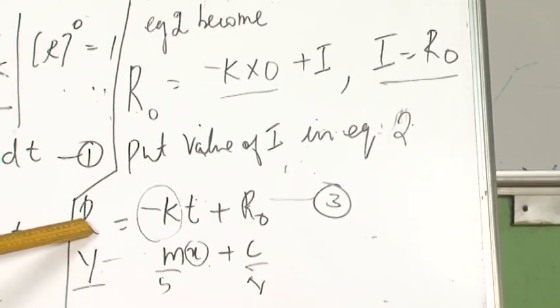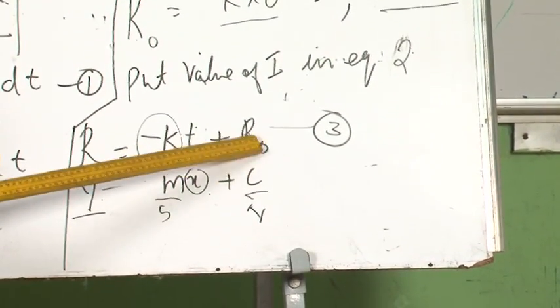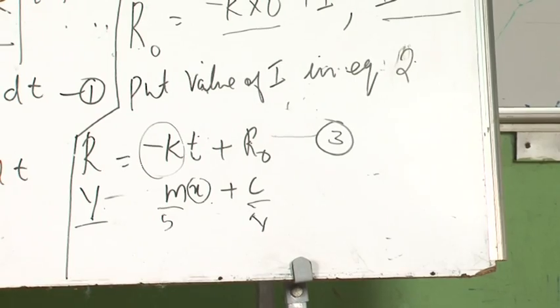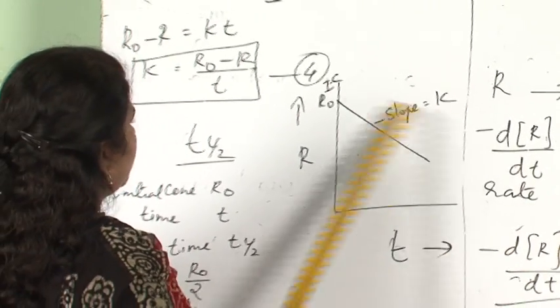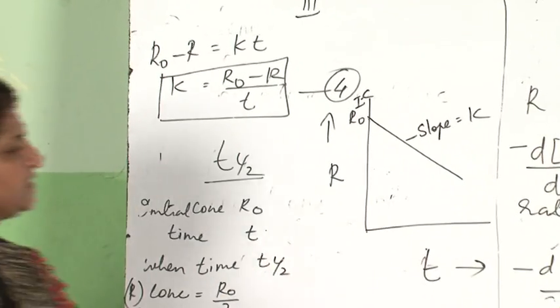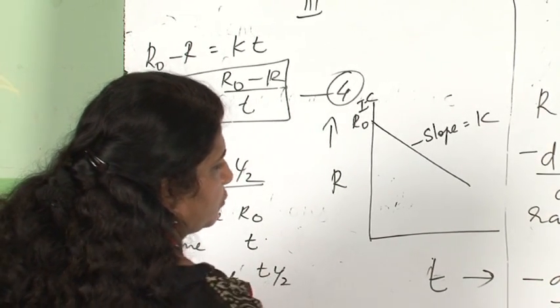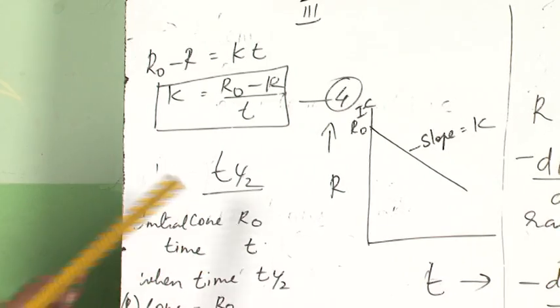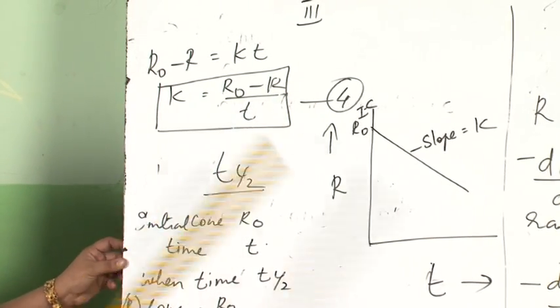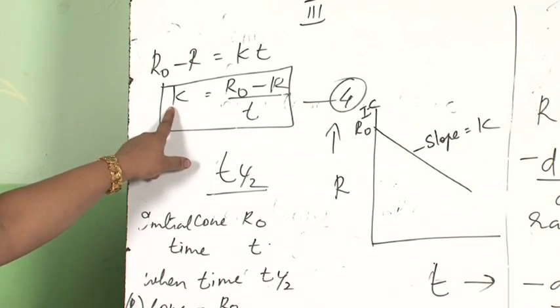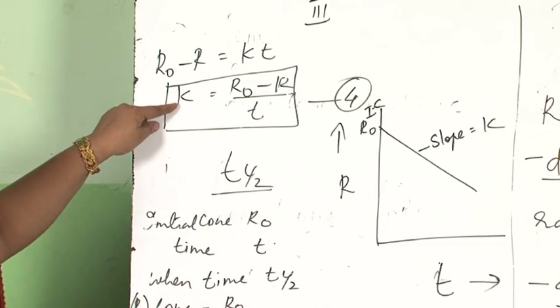This is the equation of a straight line. y is equal to mx plus c. This is c, which is the intercept. If I plot R versus T, it will be a straight line, having slope minus K and intercept R0. Is it clear to you? So, from this expression, I am taking R to that side, so that KT will come this side, it will become positive. R0 minus R is equal to KT, or K is equal to R0 minus R upon T. So, this is the expression for the rate constant for a zero order reaction. R0 minus R upon T is equal to K.